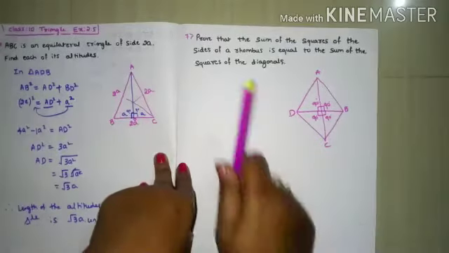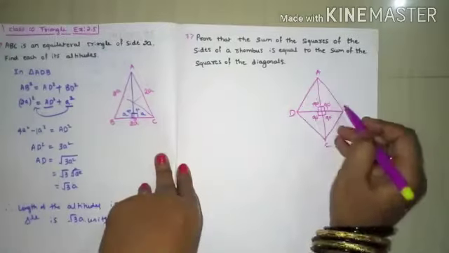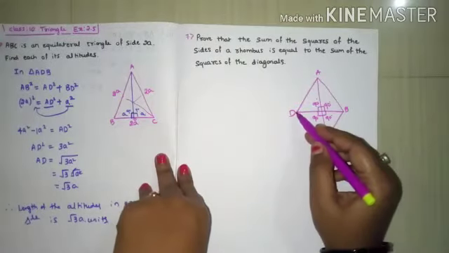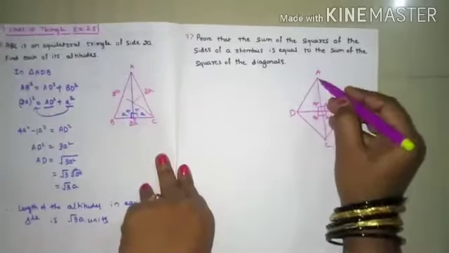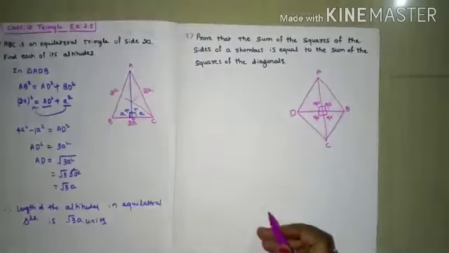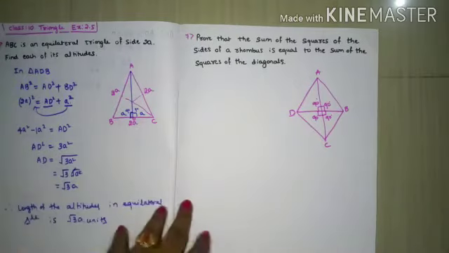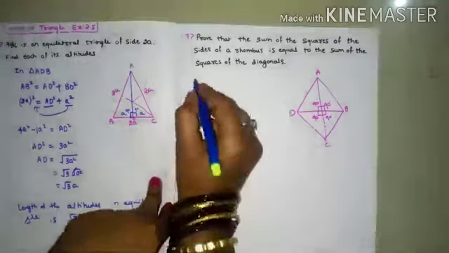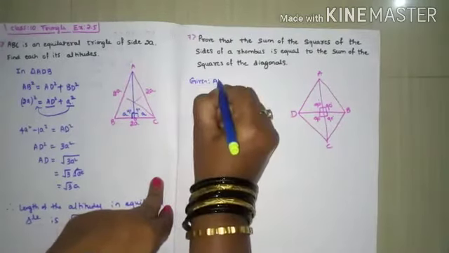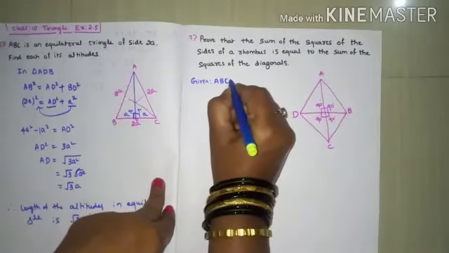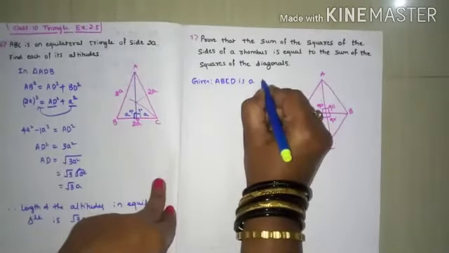And here what they are saying, prove that the sum of the squares of the sides, means AB square plus BC square plus CD square plus AD square, is equal to sum of the squares of the diagonals. Diagonals are AC and DB here. First we will see what they have given, we will write, and what we have to prove we will write, then we will prove here. Given: ABCD is a rhombus.